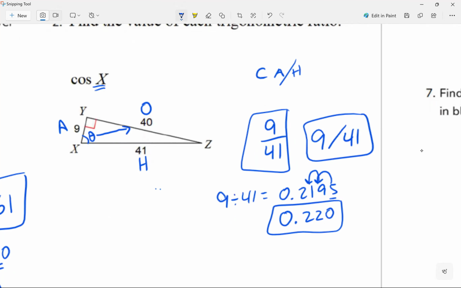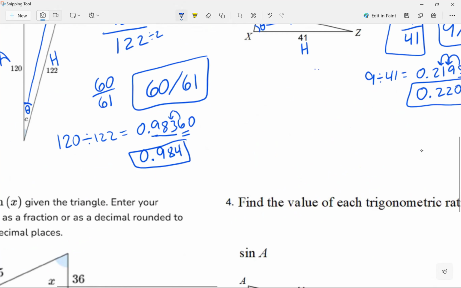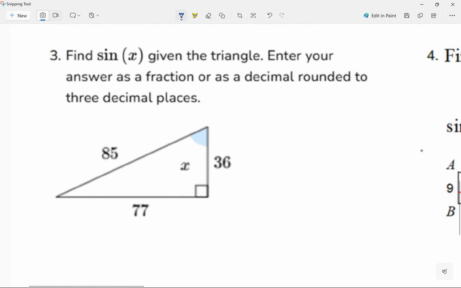Now, because the last number is a 0, if you write 0.22, you're okay, because the last number is a 0, so you can ignore it. Okay, so we're good with cosine. How about sine? Let's take a look at question number 3.